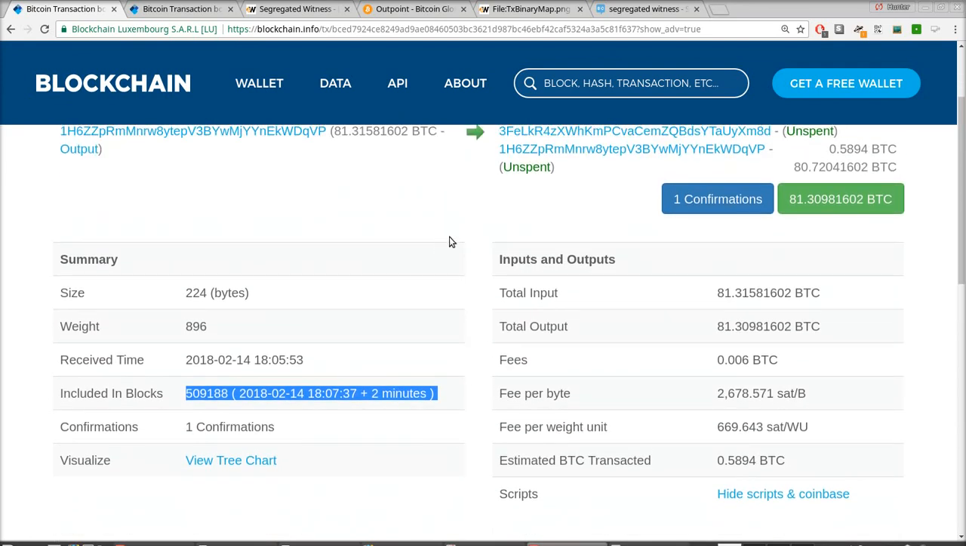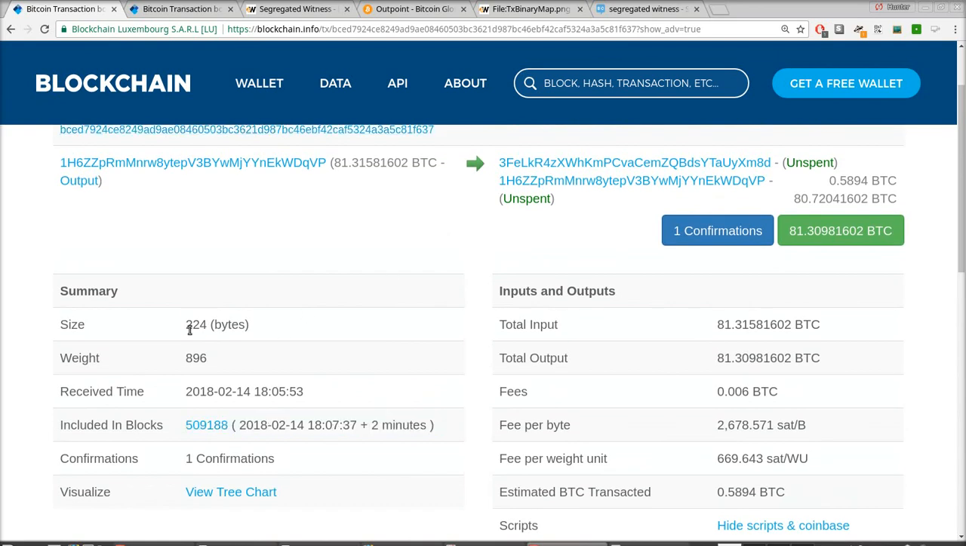Okay, so some other information here. You have the size in bytes. It's 224 bytes. Now there's also this figure, which is the weight. So that's a post SegWit thing.